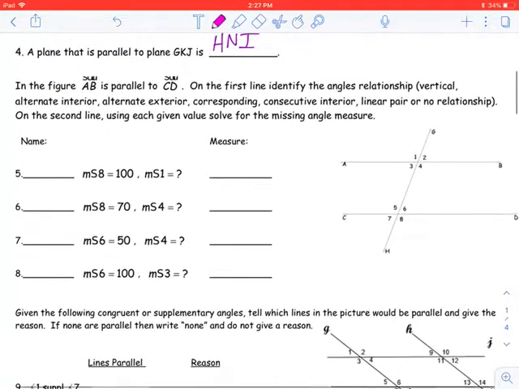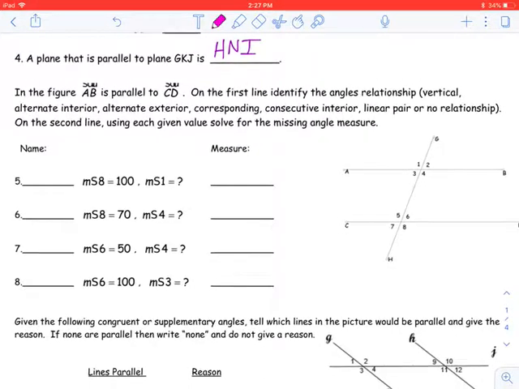So our next section talks about all those angle pair relationships that we've been talking about. Those are all the ones we've had on the board. On the first line, it says identify the angle relationship: vertical, alternate interior, exterior, corresponding, consecutive interior, linear pair, all that stuff. Or maybe it's no relationship. On the second line, using each given value, solve for the missing angle.